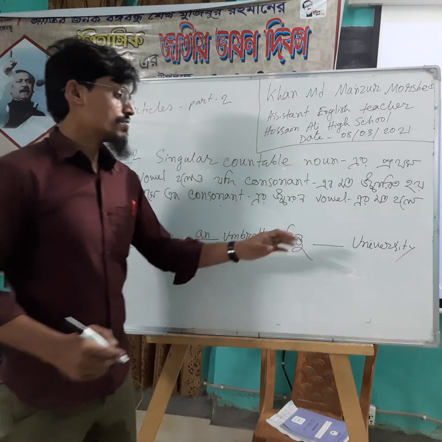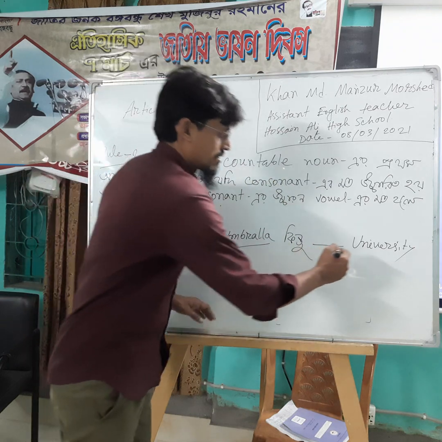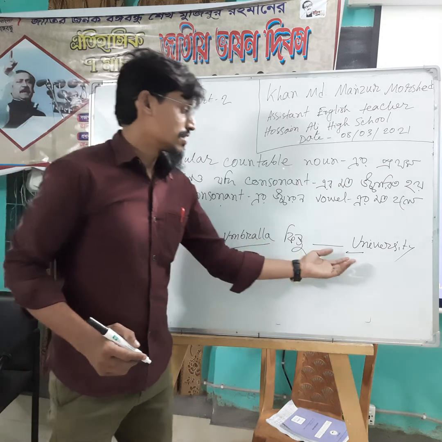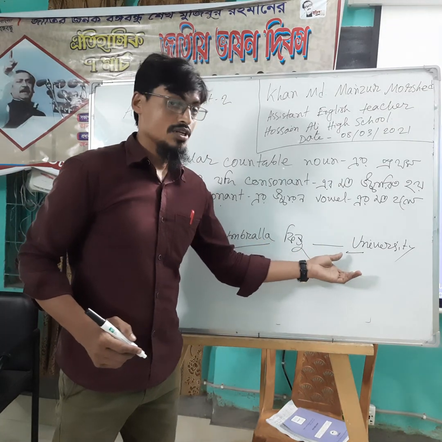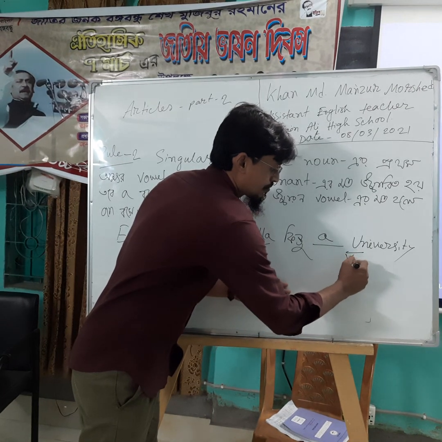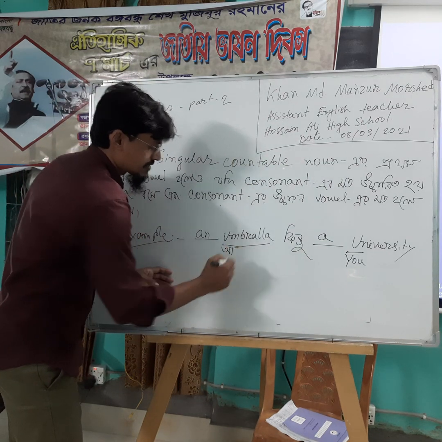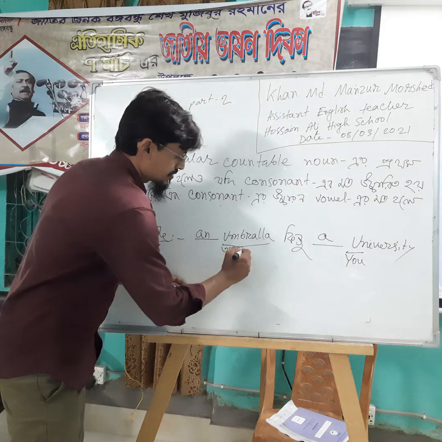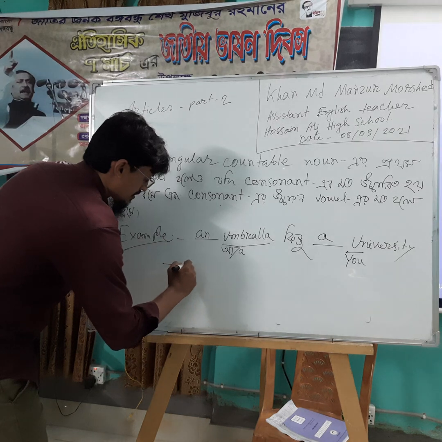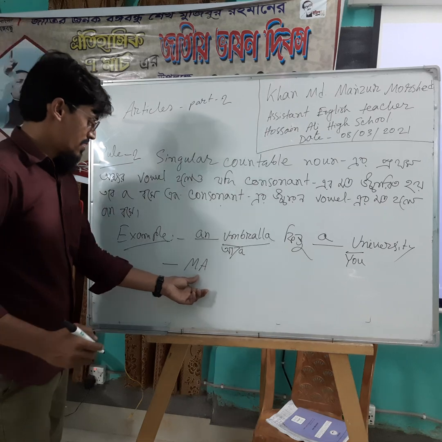this is university, this is also a noun, this is also countable, but here when we pronounce university, it comes as a consonant pronunciation, so we use here a, university, like y-o-u. But when we pronounce umbrella, there is a sound of a, that means a. So another example is MA. MA, Masters of Arts.